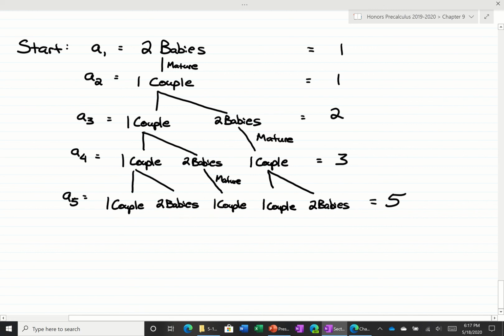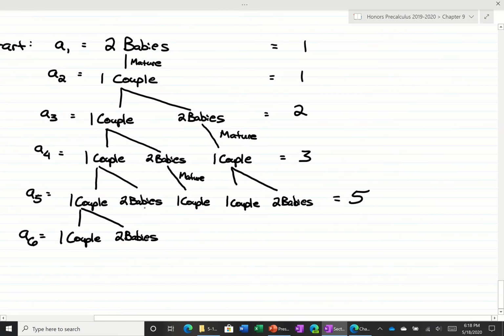We'll go one more year. In the sixth year, you still have your initial couple. They create 2 more babies. The 2 babies that you had in the last year, they're going to take this year and mature to become a couple. This couple is going to live on, but because they were mature, they're now going to have a set of babies.